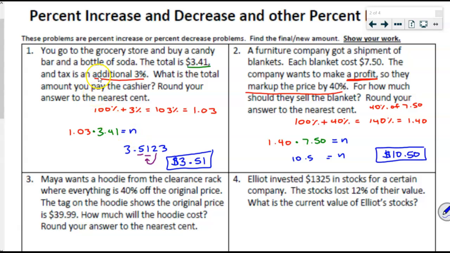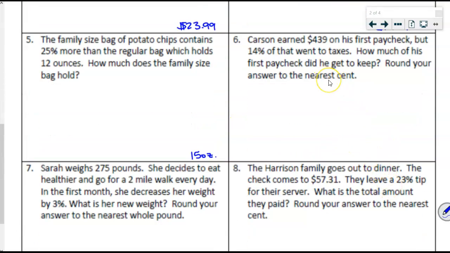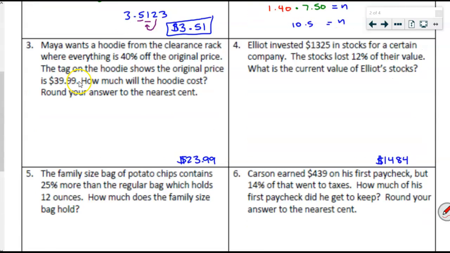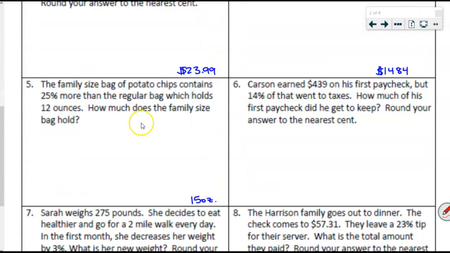What had happened here? Taxes. We had to pay an additional 3%. Am I going to be adding this amount here in number 6? No. So make sure that we understand the situation. In number 1, that's extra money that we have to pay in taxes. That's different than number 6, where we paid money in taxes and it came out of our paycheck. So we're still always paying taxes, but we're going to handle that one differently.